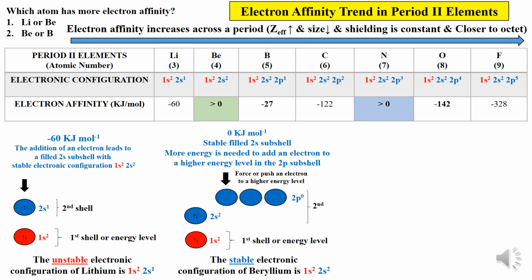So you need to force or push an electron into the beryllium atom because it has a stable electronic configuration. That is one reason. And you are adding an electron to a higher energy level. That is another reason.